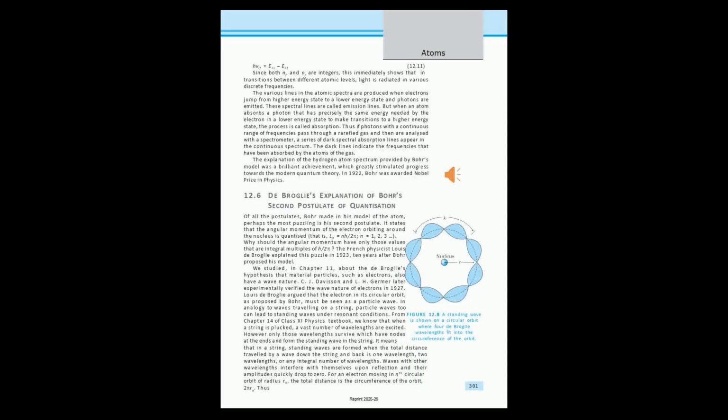in various discrete frequencies. The various lines in the atomic spectra are produced when electrons jump from higher energy state to a lower energy state and photons are emitted. These spectral lines are called emission lines.